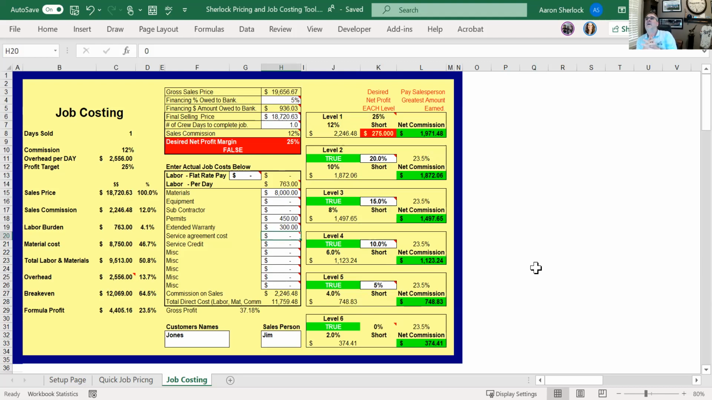However, he would still get paid the commission of $1971.48, but that's because he lost $300 because he didn't build that into the price. Okay, so if you take that out, his commission should be $22.46.